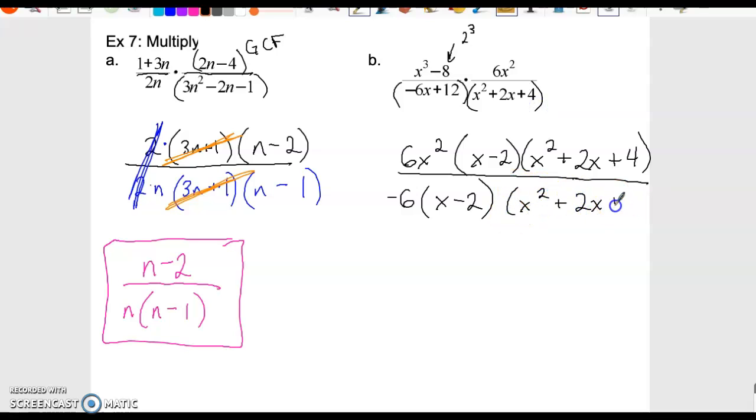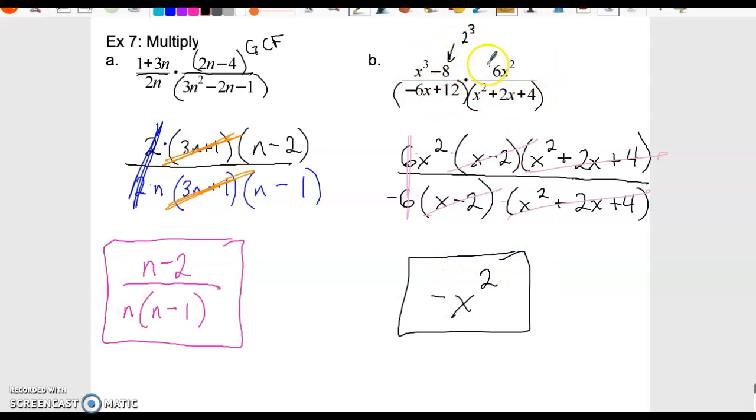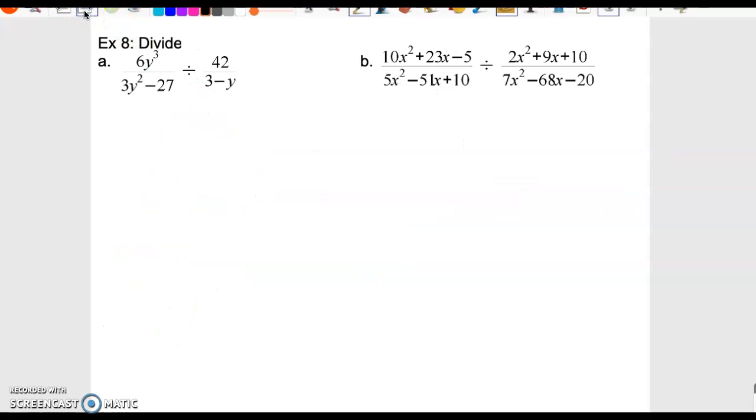But as I'm doing all of this work, again, look for your multiplications. So 6 divided by 6 will cancel. All of these are being multiplied, by the way. The x minus 2's can cancel, and the x squared plus 2x plus 4 can cancel. So you are left with only negative, I almost forgot that, x squared. So this very complicated expression here simplifies to negative x squared. Very, very easy. Yeah, we take complicated things and make them easier.